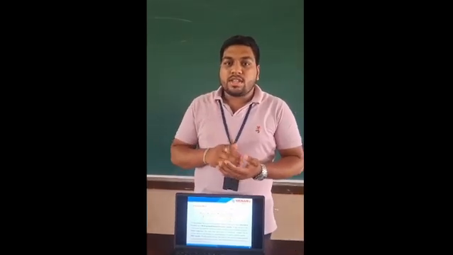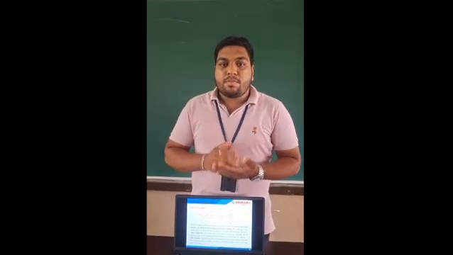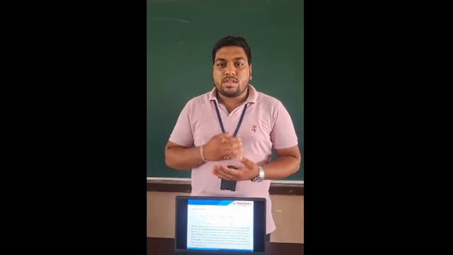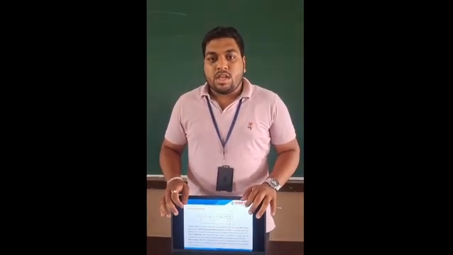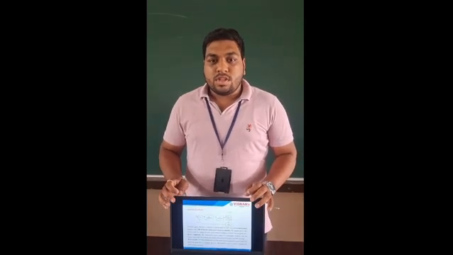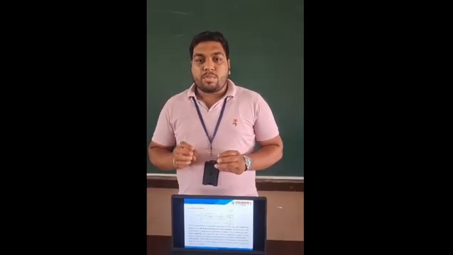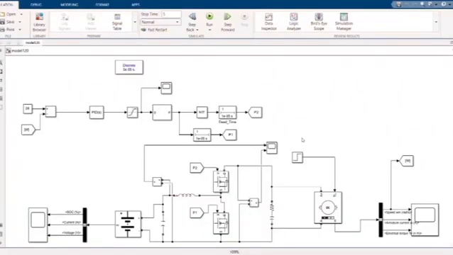Now, to regulate the operation of the bidirectional DC to DC converter, a PID controller is employed. The PID controller adjusts the converter's duty cycle based on the feedback from the motor speed by continuously evaluating the speed error. This ensures smooth and stable motor operation. This is the Simulink model of our project.